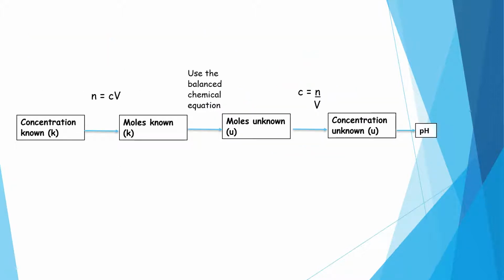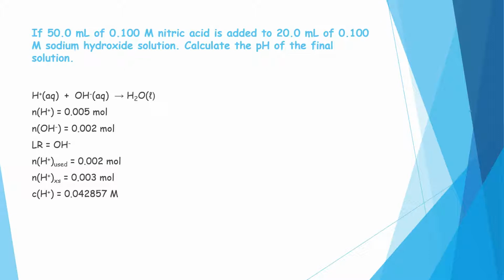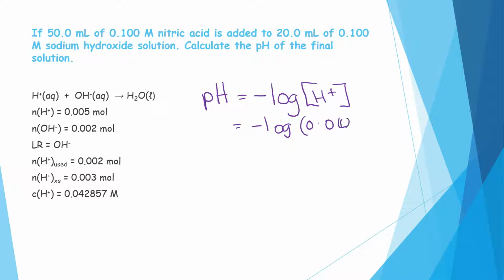Our final step is to find the pH. Now you need to remember pH is the power of the hydrogen ion concentration. We use logarithms to find this. So it's negative log of hydrogen ion concentration, which is negative log of 0.042857, and this comes out to 1.37 to 3 significant figures.